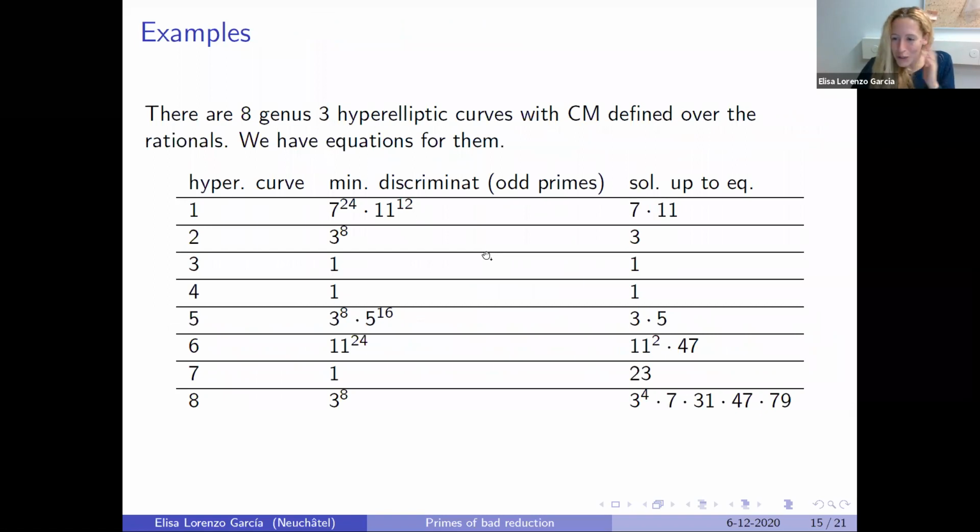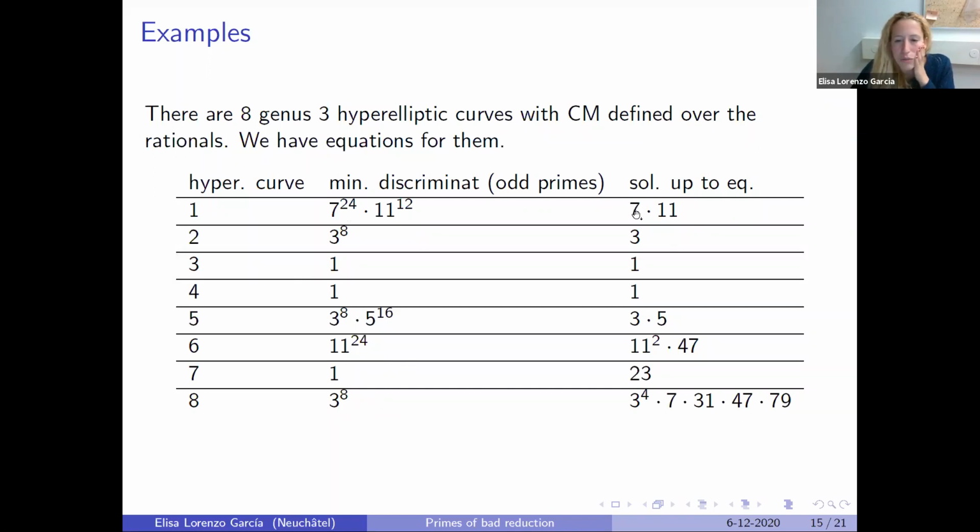We did more examples, so you can ask about this later. Now I want to show you only hyperelliptic examples, but we have other examples. Over the rational numbers, there are only 8 genus 3 hyperelliptic curves with CM. I numbered them from 1 to 8. They correspond to some complex multiplication fields. I'm writing here the minimal discriminant for those curves, that means for each prime I look at the minimal exponent that I can find for a model of the curve. So those are the primes of bad reduction with the exponents, and those are the solutions that we find.